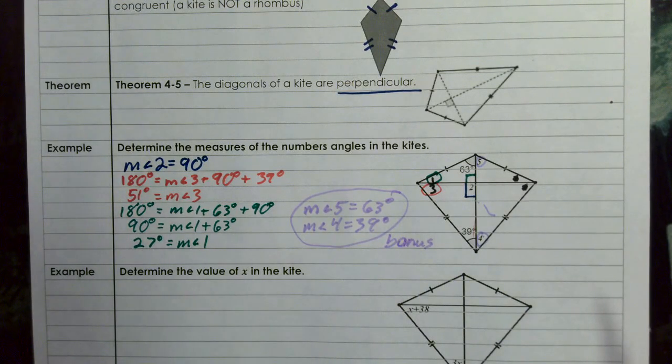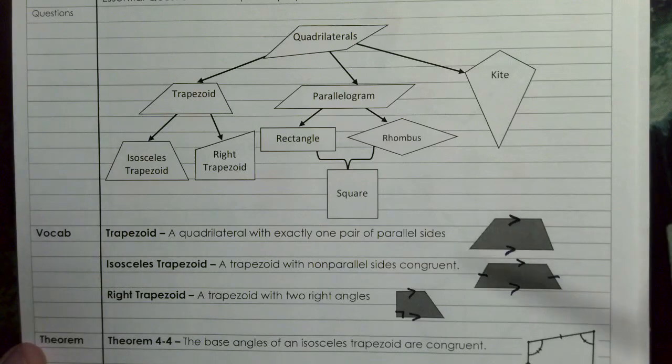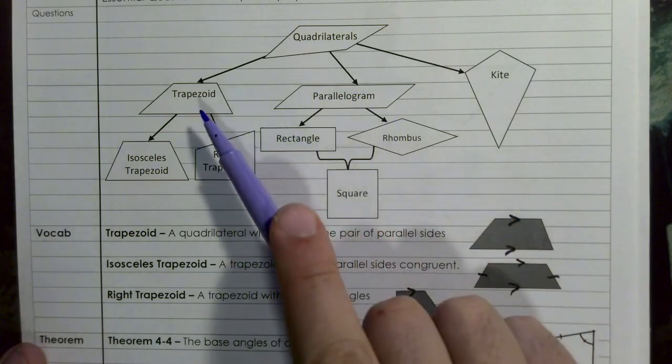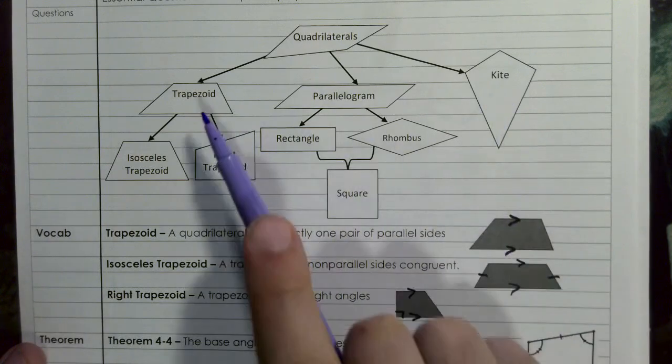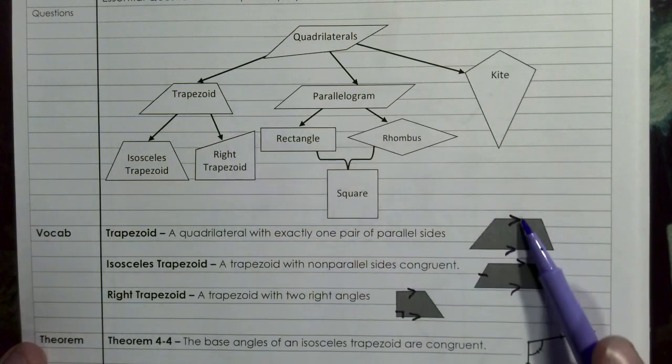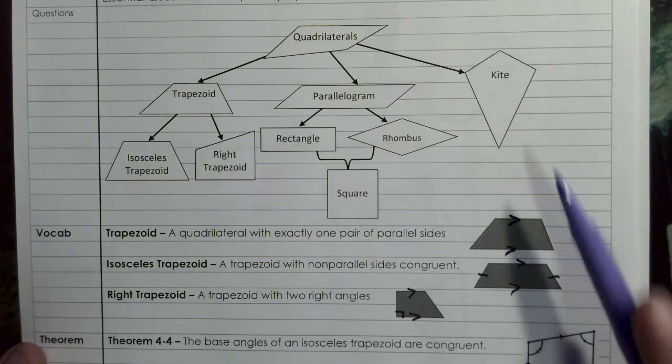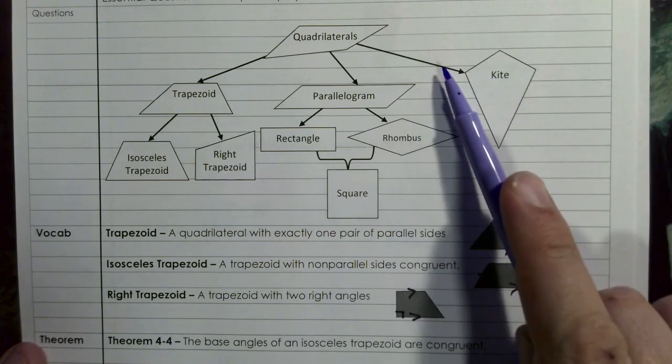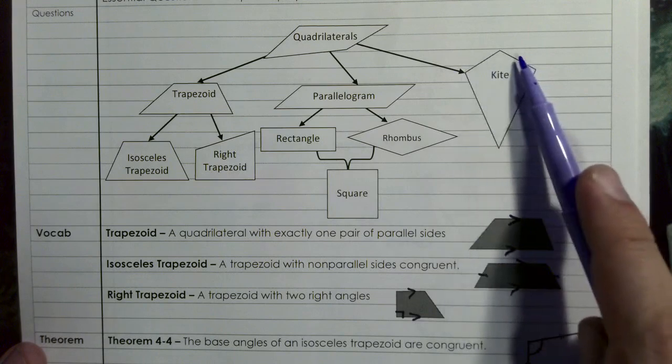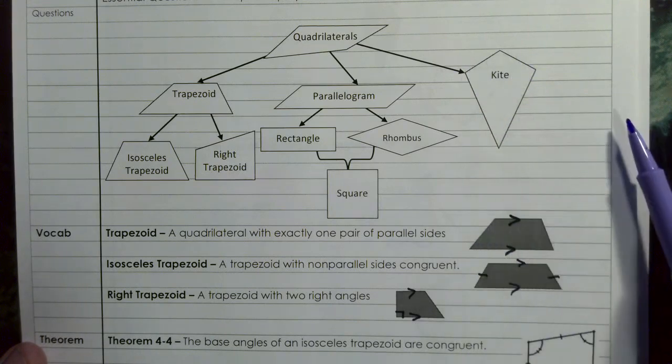That is it for this video about quadrilaterals, particularly about trapezoids and kites. Keep in mind that trapezoids have one pair of parallel sides. Kites have no parallel sides, but they do have this cool pair of congruent sides and another pair of congruent sides.